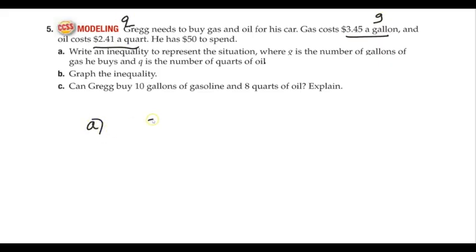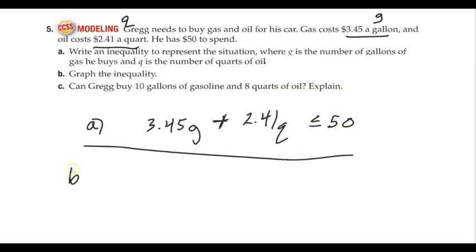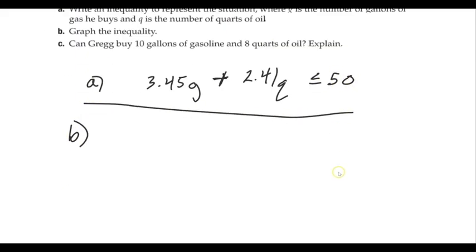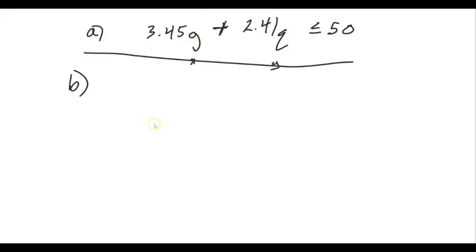For A, it's $3.45 a gallon times G, and it's $2.41 a quart times Q. In total, you could spend $50. If I add these up, it has to be less than or equal to $50. That's my inequality. B wants me to graph it. We're going to graph this on the XY chart. Well, I don't have X and Y, so I'm going to use G for x and Q for y. 2.41 Q less than or equal to negative 3.45 G.